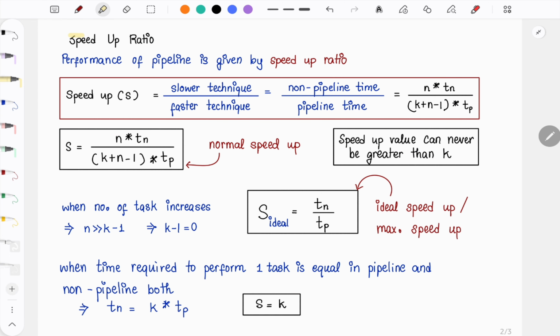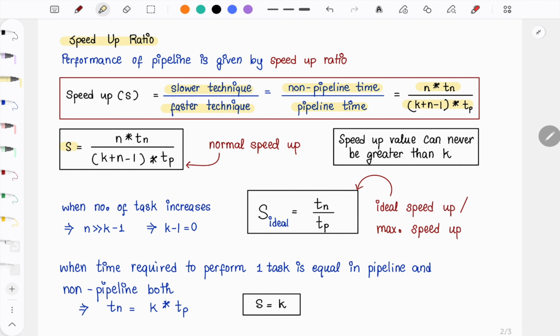Now another important topic related to this pipeline is speed up ratio. It is a ratio used to measure the performance or the efficiency of the pipeline. We'll use this trick, slower technique divided by faster technique, to get the performance ratio of this pipeline. So in the numerator we'll put non-pipeline time, and in the denominator pipeline time. This was the formula which we have studied earlier. Divided, we will be getting the speed up ratio.